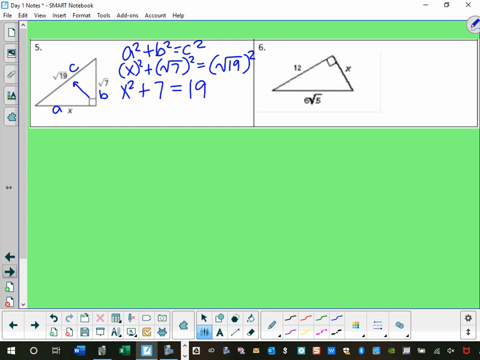So we can solve it like a regular problem. How do I get x squared by itself? I'm going to subtract 7 from both sides. And we're left with x squared is equal to 12. What is the square root of 12? What did you get? You got 3.5. That works for me.